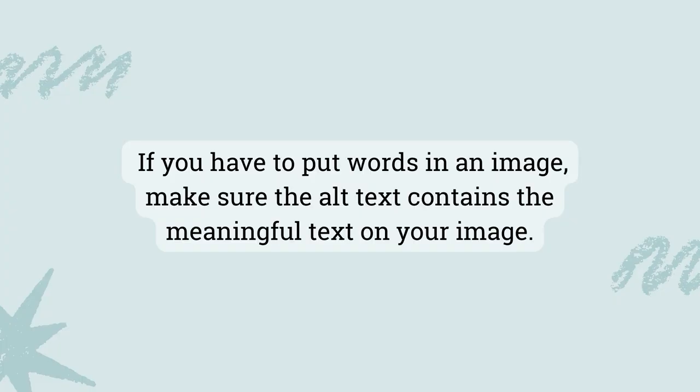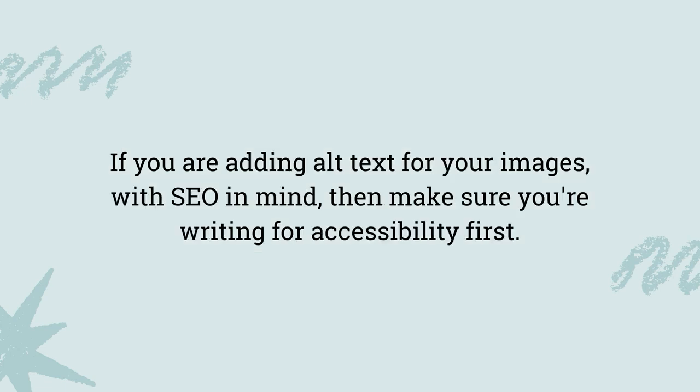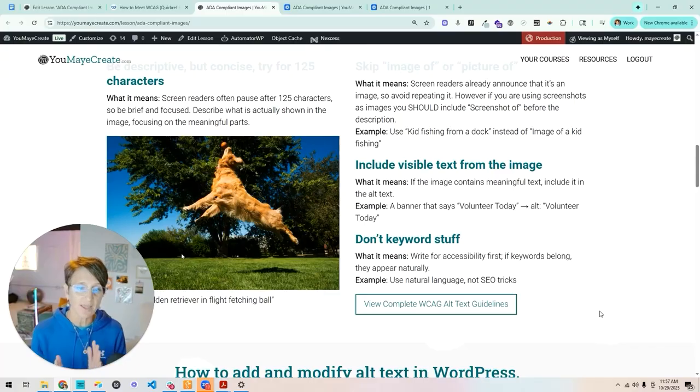If you have to put words in an image, then you need to make sure that the alt text contains the meaningful text that's on your image. And if you are adding alt text to your images with SEO in mind, then make sure you're writing for accessibility first. If the keywords belong, add them. You want them to feel natural, like a conversation. Don't just shove them in there because that doesn't help anyone, not for accessibility and not for your SEO either, because Google prefers normal language.